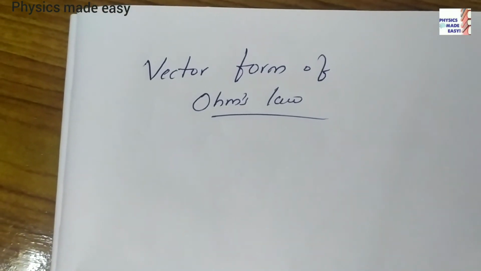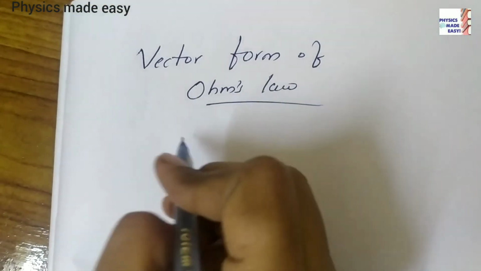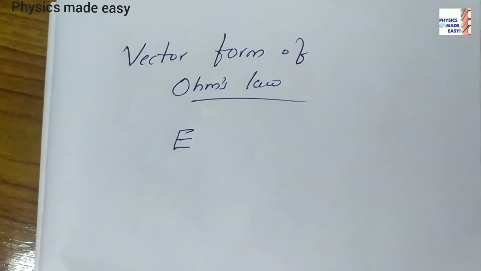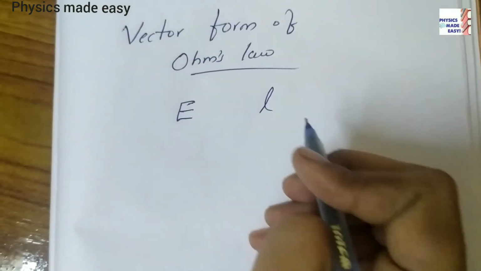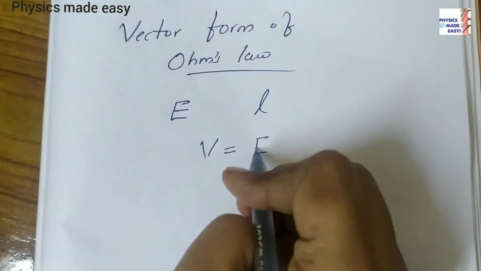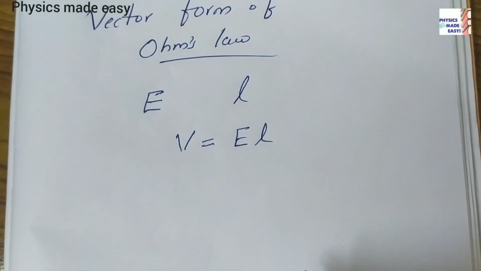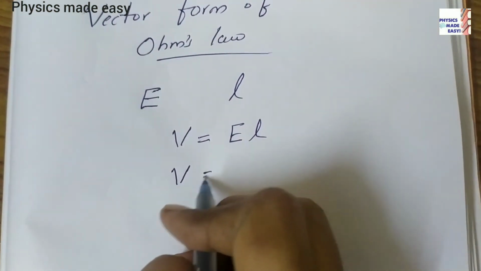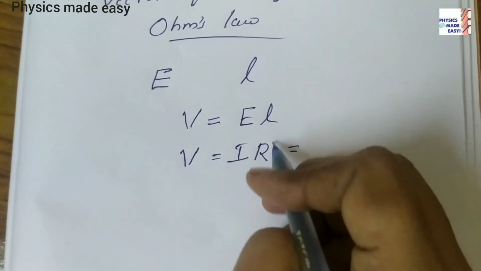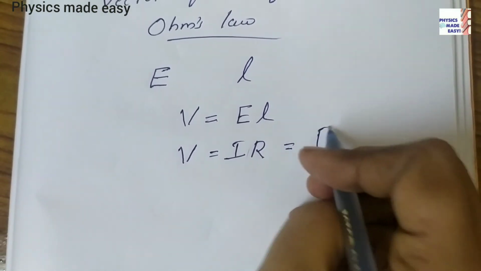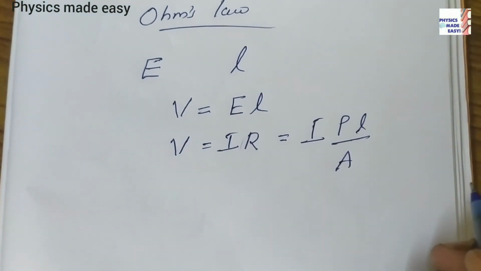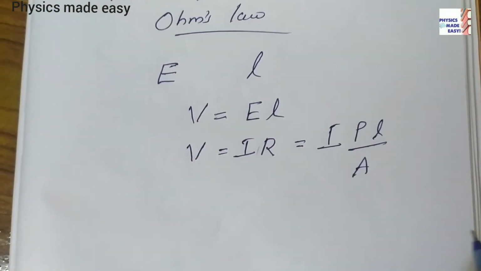Vector form of Ohm's law. We can consider E as the magnitude of the electric field in a conductor of length L. Then how can we write the potential difference? You know V is equal to E into L. Then from Ohm's law we can write V is equal to I into R, and R is rho L by A. So I into rho L by A is the potential difference, from Ohm's law.